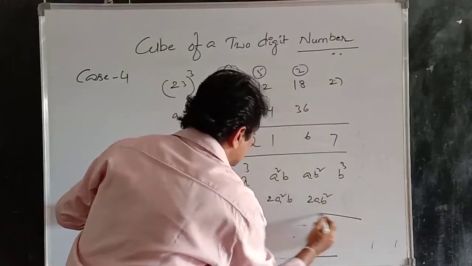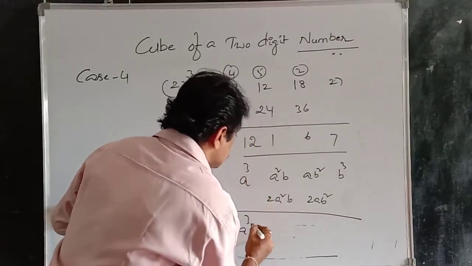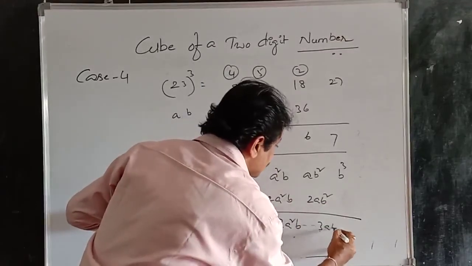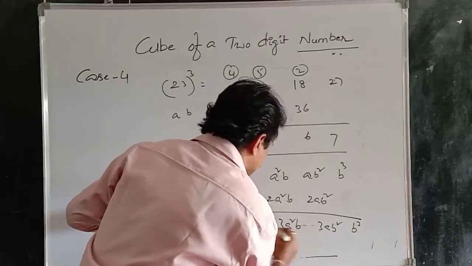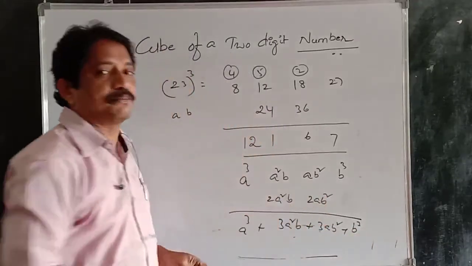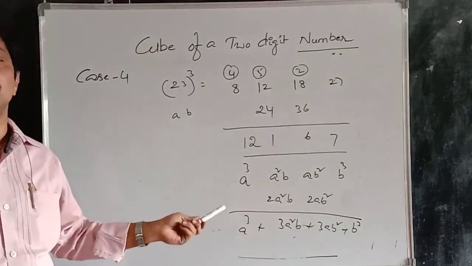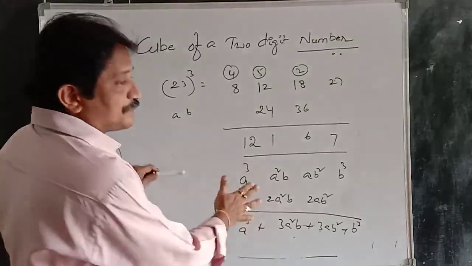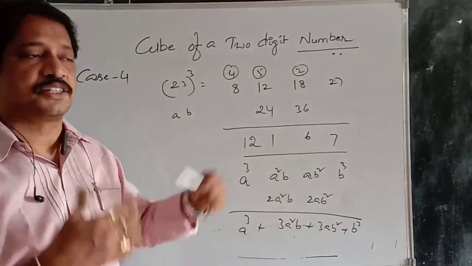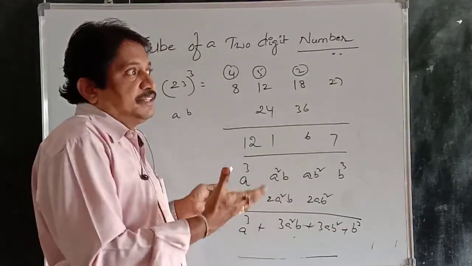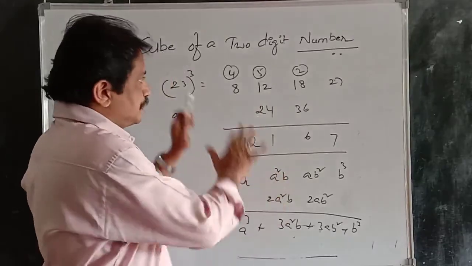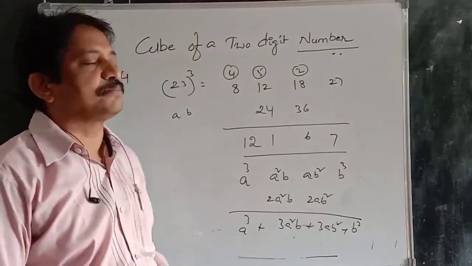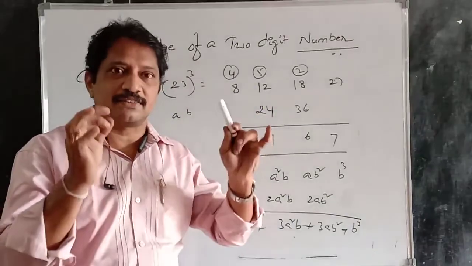Just add this: A cube, 2A square B plus A square B is 3A square B, this is 3AB square, this is B cube. So see this formula: A cube plus 3A square B plus 3AB square plus B cube. If you tell the children to use this formula, substitute the values, find the answer, the children will get confused; a lot of them feel it is difficult. Without saying this, if you explain the actual scheme beside the formula, the children can understand it. This is one of the methods.